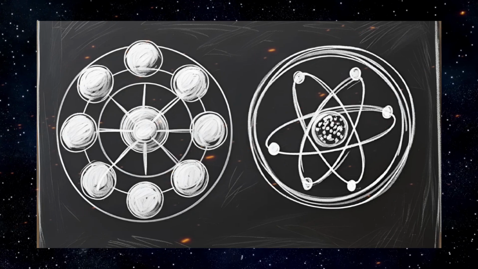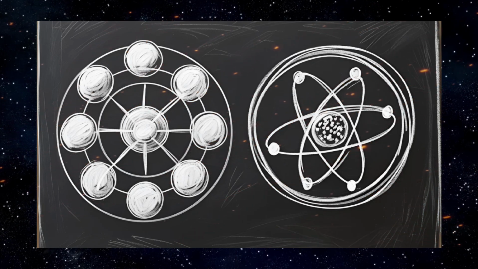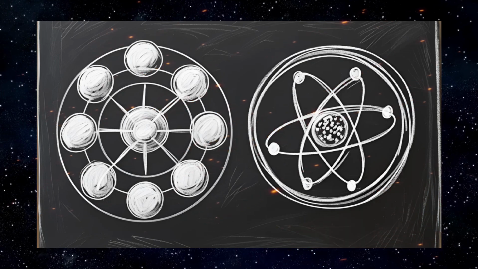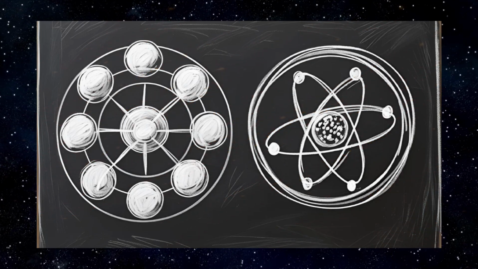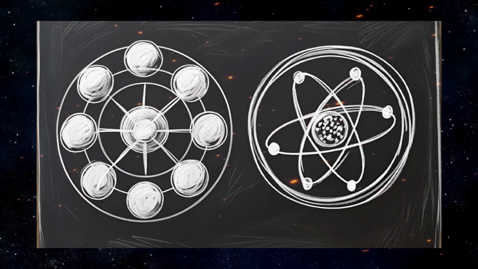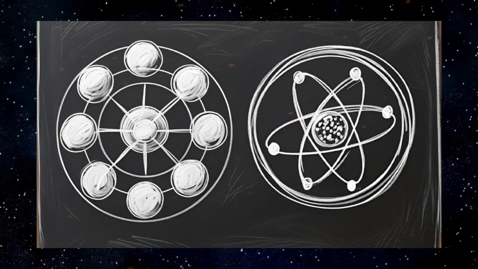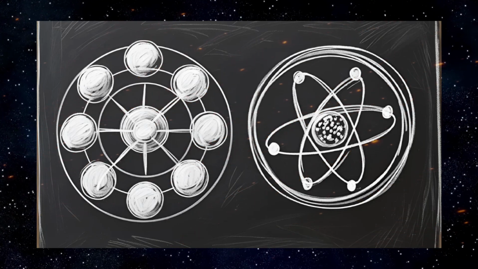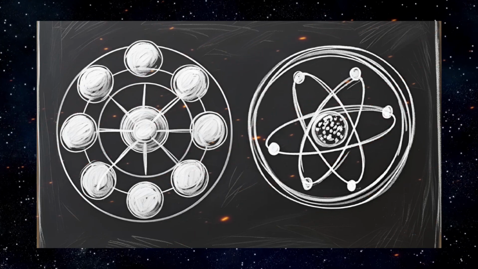Instead, they are described by probabilities existing in regions called orbitals. These orbitals define where an electron is most likely to be found at any given moment. Electrons are responsible for almost all chemical reactions. When atoms interact, it is the outermost electrons that are gained, lost, or shared. This is what forms bonds and builds molecules.